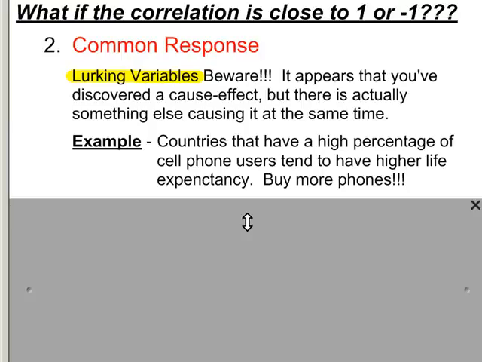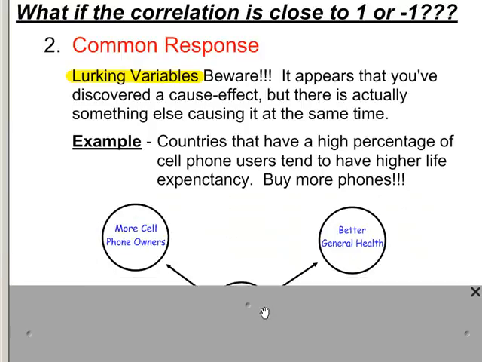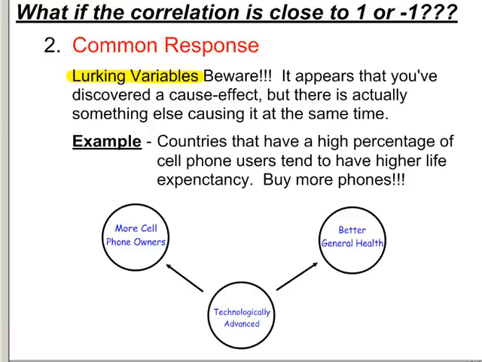So what's going on behind the scenes? Back to a picture that I think really tells it all. There's something hidden that's actually affecting both cell phone ownership to rise and life expectancy to rise, or better general health to rise. And that is basically being technologically advanced. Countries that are more technologically advanced tend to have more cell phone users and have better health simply because the technology is there to push both of them higher. So the data might show that they're both rising. The reason they're rising is there's something going on behind the scenes that I really didn't look at when I did my study, and that is that more technology increases both of these cases.